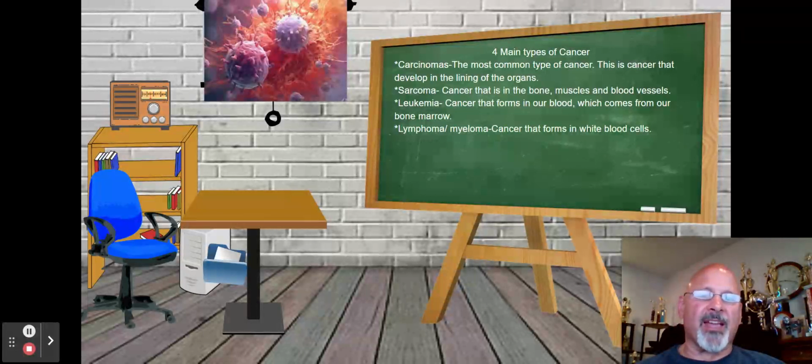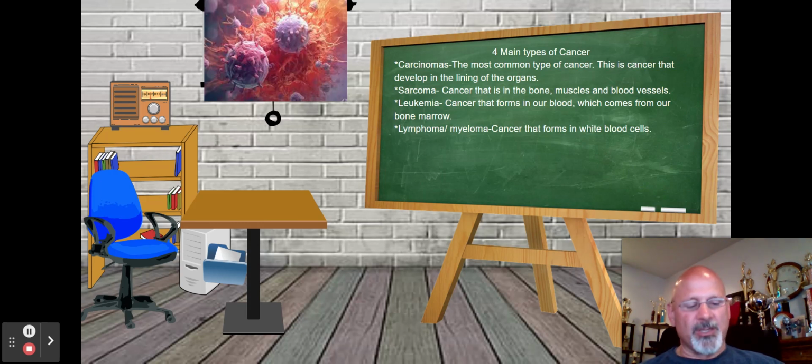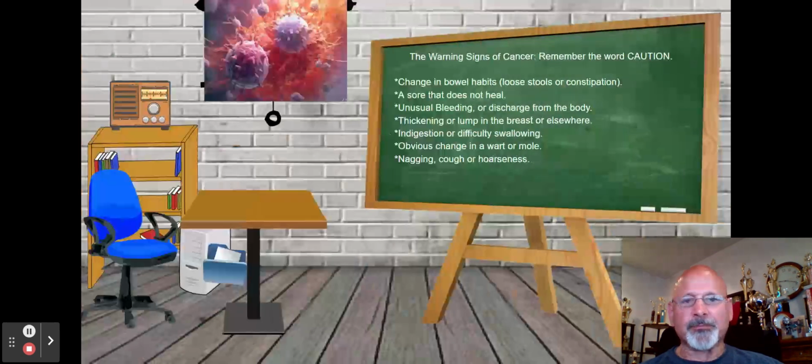Four main types of cancer: carcinomas, the most common type of cancer, cancer that develops in the lining of organs; sarcoma, cancer that is in the bones, muscles, and blood vessels; leukemia, cancer that forms in our blood, which comes from our bone marrow; lymphoma, cancer that forms in white blood cells.